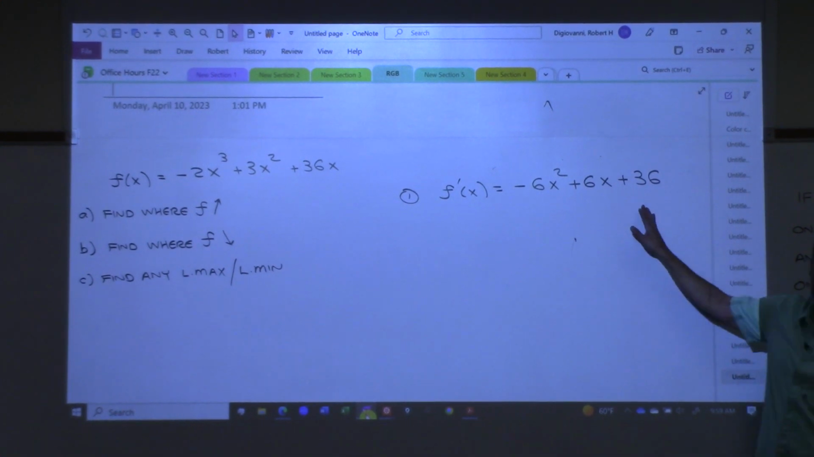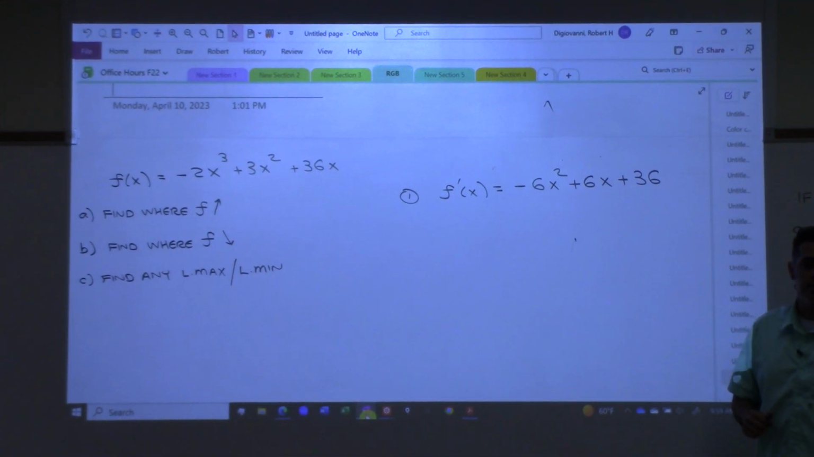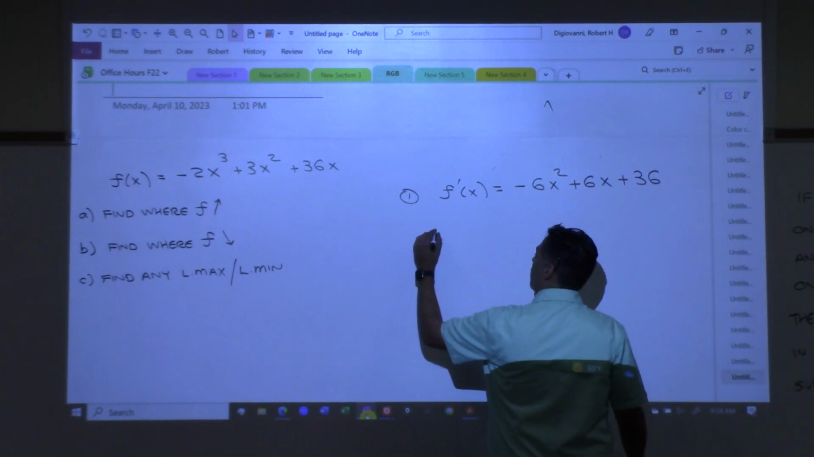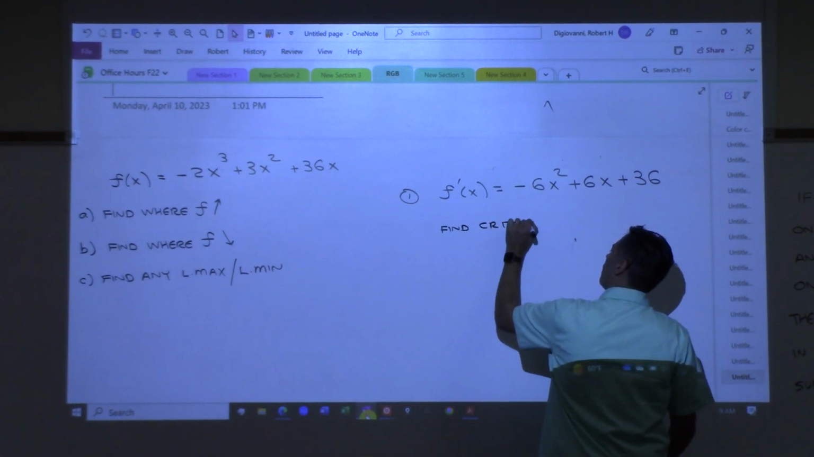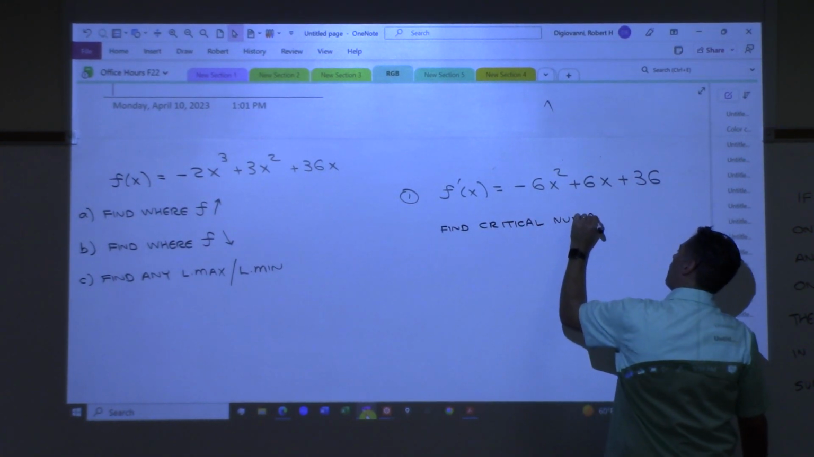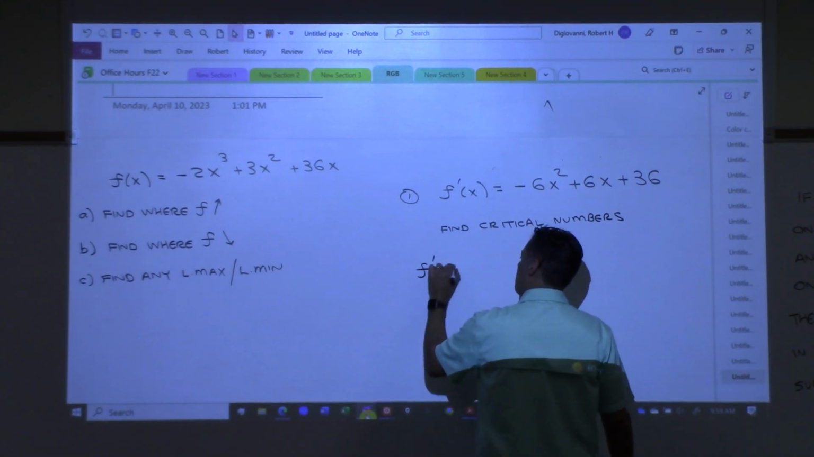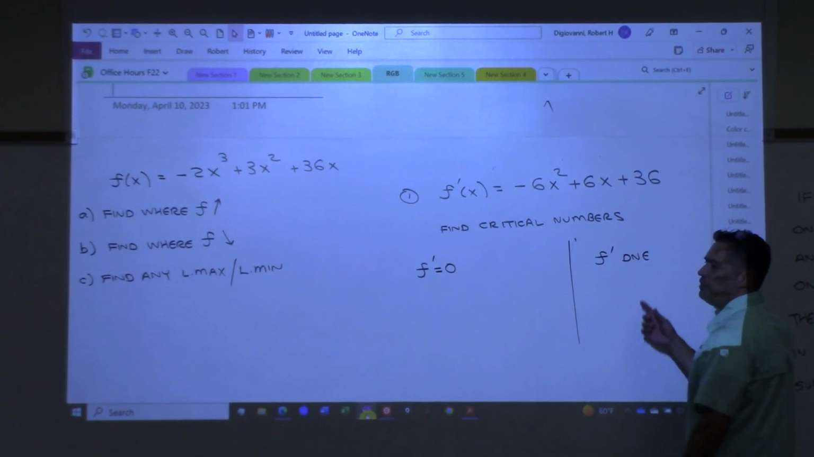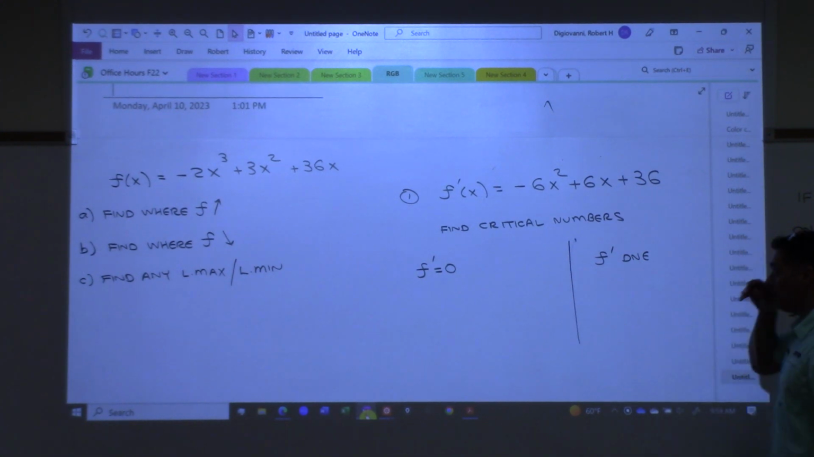Now I want to know where this is positive and where it's negative, right? So what I'm going to do next is find the critical numbers. I want to figure out where this is 0 and where it's undefined. So for the critical numbers, I need to figure out where the derivative is 0, and then the other thing I need to do is figure out where the derivative does not exist. This is very similar to section 4.1. This is exactly what we did in 4.1. So there's nothing new here.